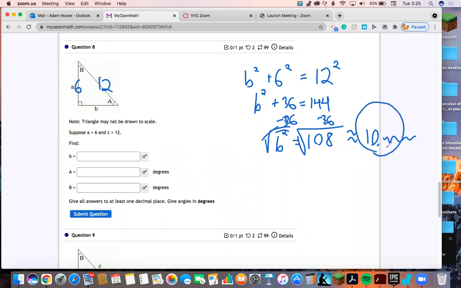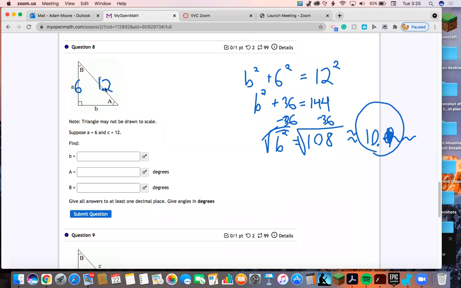It'll be 10 point something. Make sure you go at least 1 place past that decimal, like they're saying. And then for the angle parts, remember, for angles, we're going to have to use trig ratios here. So if I saw this, we have a 6 and a 12.